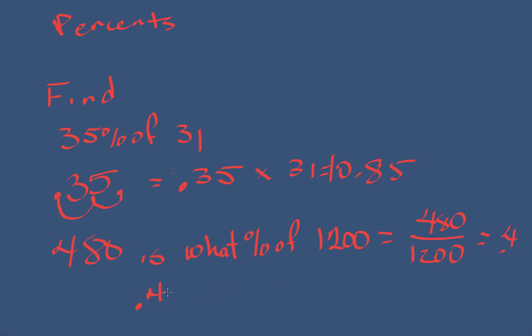0.4. Now, remember, when we turned our percent into a decimal, we moved the decimal 2 places to the left. So if we're going to take it from a decimal back to a percent, we're going to move 2 places to the right, which means 1, 2. Now, if there's an empty space, I have to fill it with a 0. So my new number is 40, so it must be 40%.